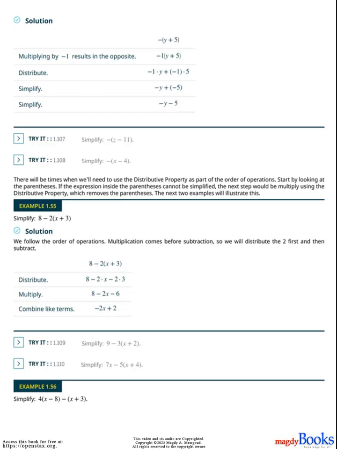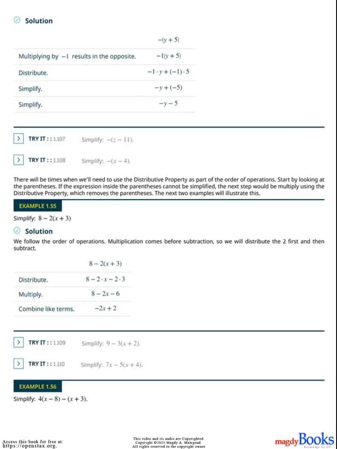Distribute. 8 minus 2 dot x minus 2 dot 3. Multiply. 8 minus 2x minus 6. Combine like terms. Negative 2x plus 2.